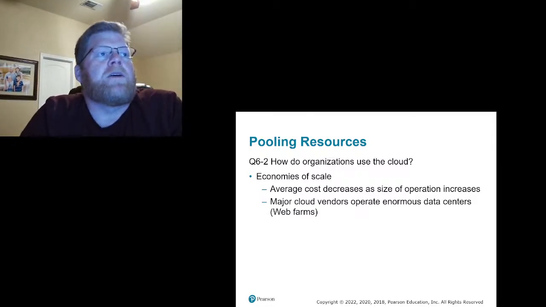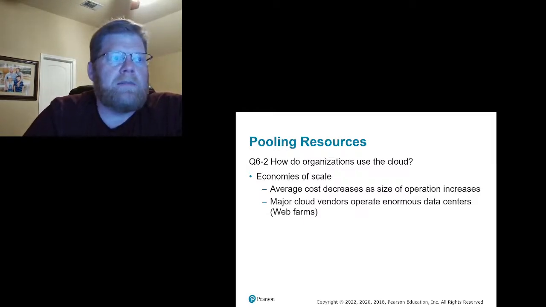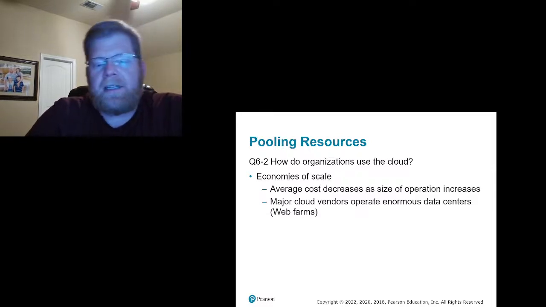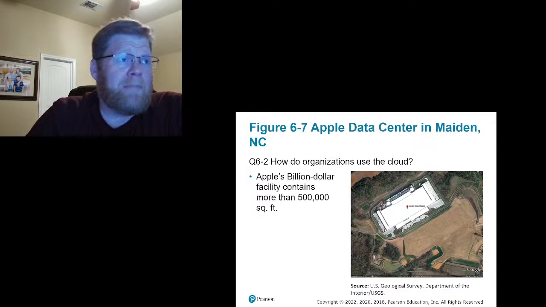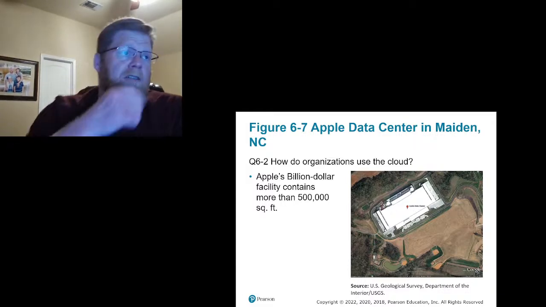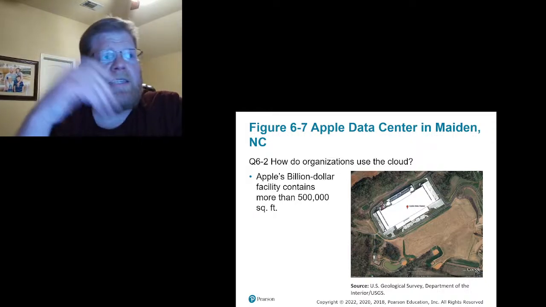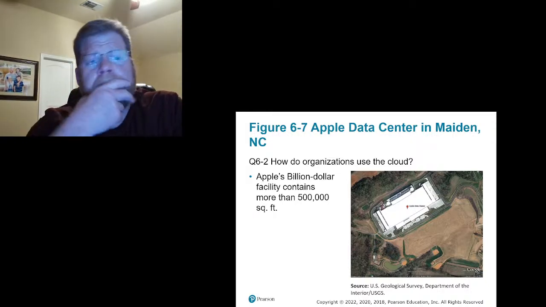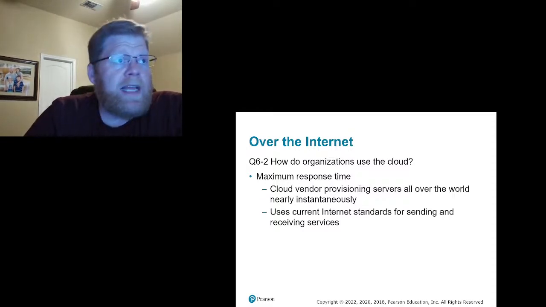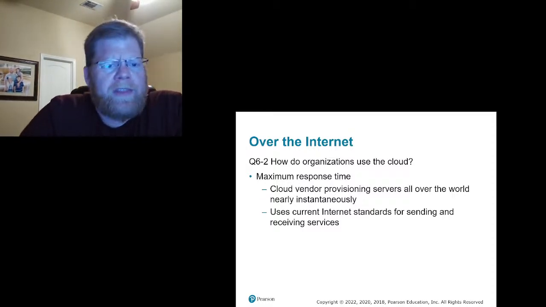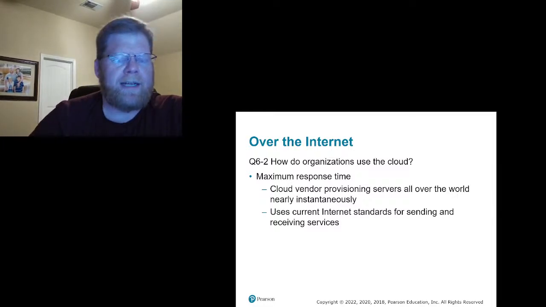Okay, so your economies of scale, average cost decreases as size of operations increase. Major cloud vendors operate enormous data centers or web farms, right? So here is Apple's billion dollar facility that contains more than 500,000 square feet. That's a data center, a web farm, right? Huge. So they maintain that so that we can save our 2,000 or 3,000 pictures per phone, right? And not worry about losing them and have our 3 backups per user.